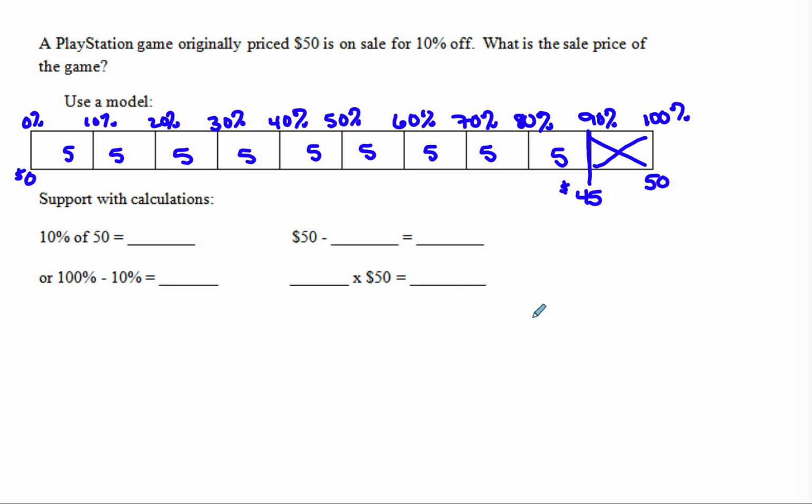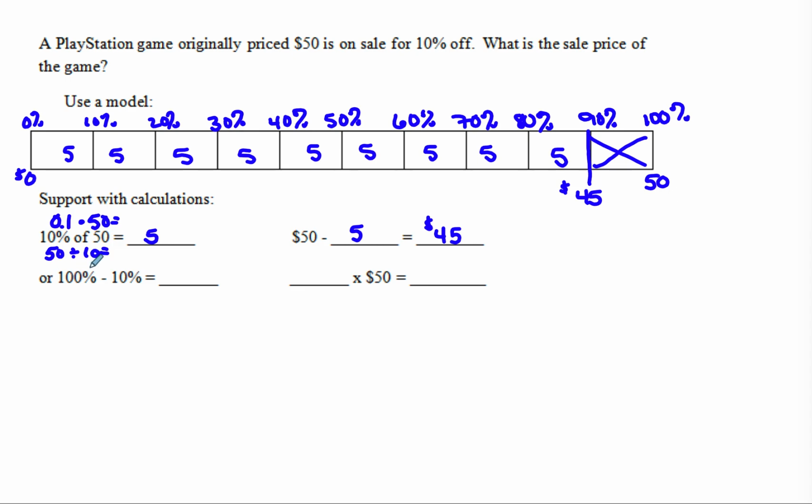Okay, so let's support that with some calculations. So 10% of 50, that's the same thing as doing 50 divided by 10. That's 5. That's how we did it. We did divide by 10. You could have also thought of it this way, 1/10 times 50. Both of those mean the same thing. And then we subtract it. So it was $5 as our discount. When we subtract 50 minus 5, we get 45. So that's one way to do it without the tape diagram.